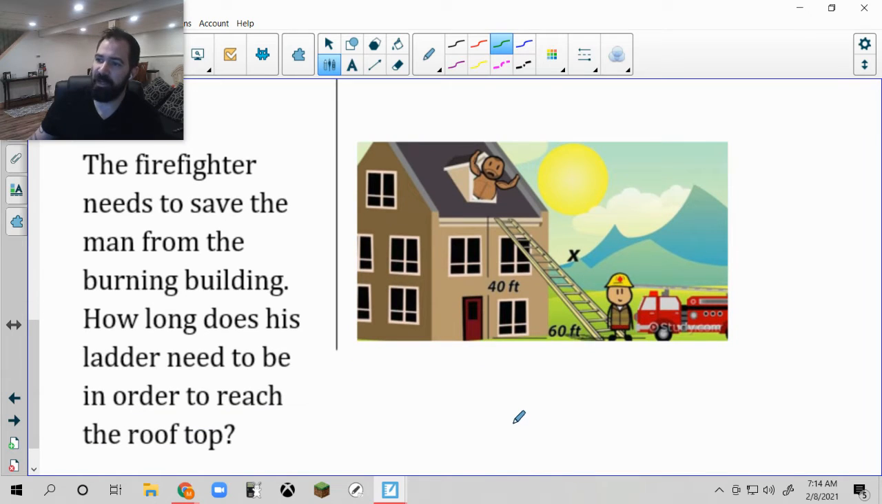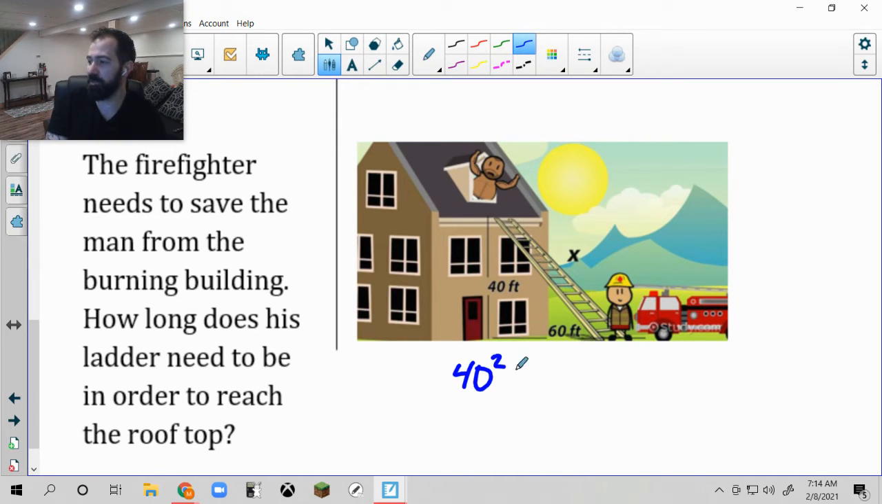All right, we've got a guy in his house. It's on fire. Fireman needs saving. The firefighter needs to save the man from the burning building. How long does his ladder need to be in order to reach the top of the house? House is 40 feet tall. Ladder is 60 feet away. How tall does that ladder need to be?